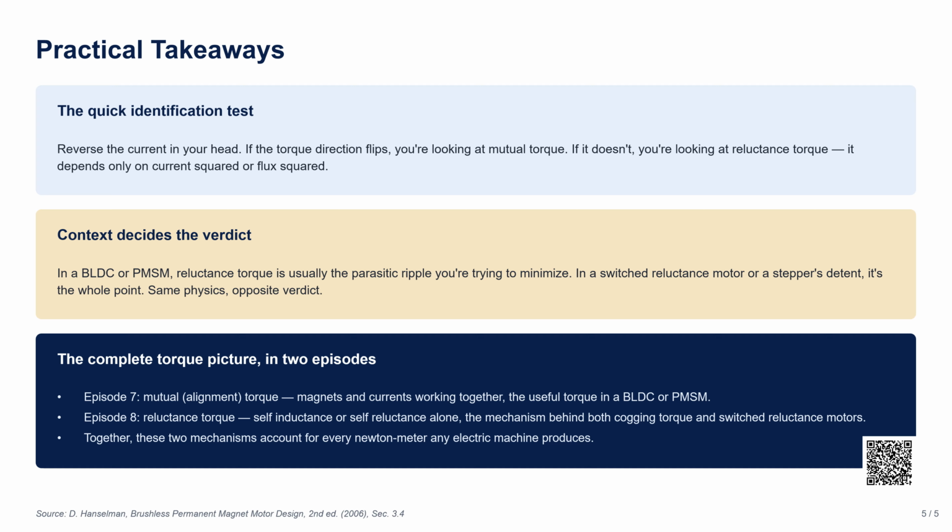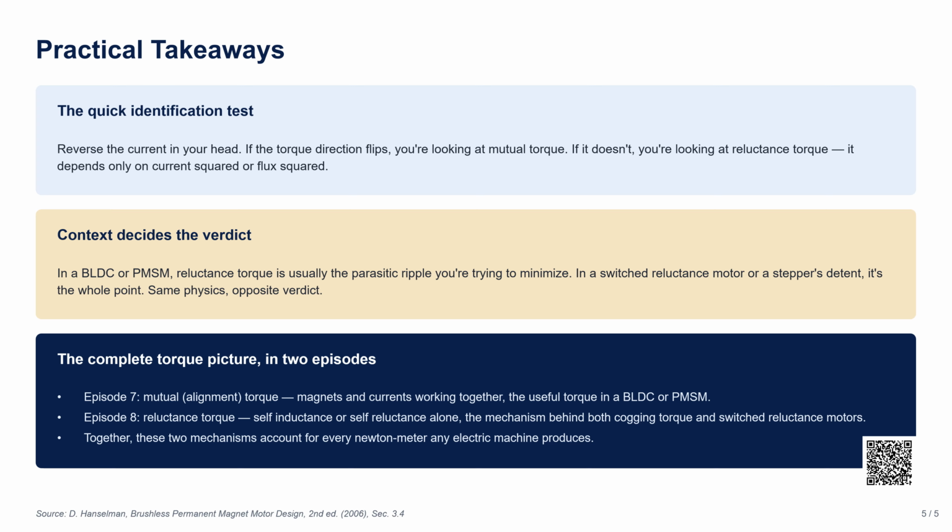Second, remember that context decides the verdict, not the physics itself. In a BLDC, or PMSM, reluctance torque is usually the parasitic ripple you're actively trying to minimize. In a switched reluctance motor, or a stepper's detent, it's the entire point of the design.